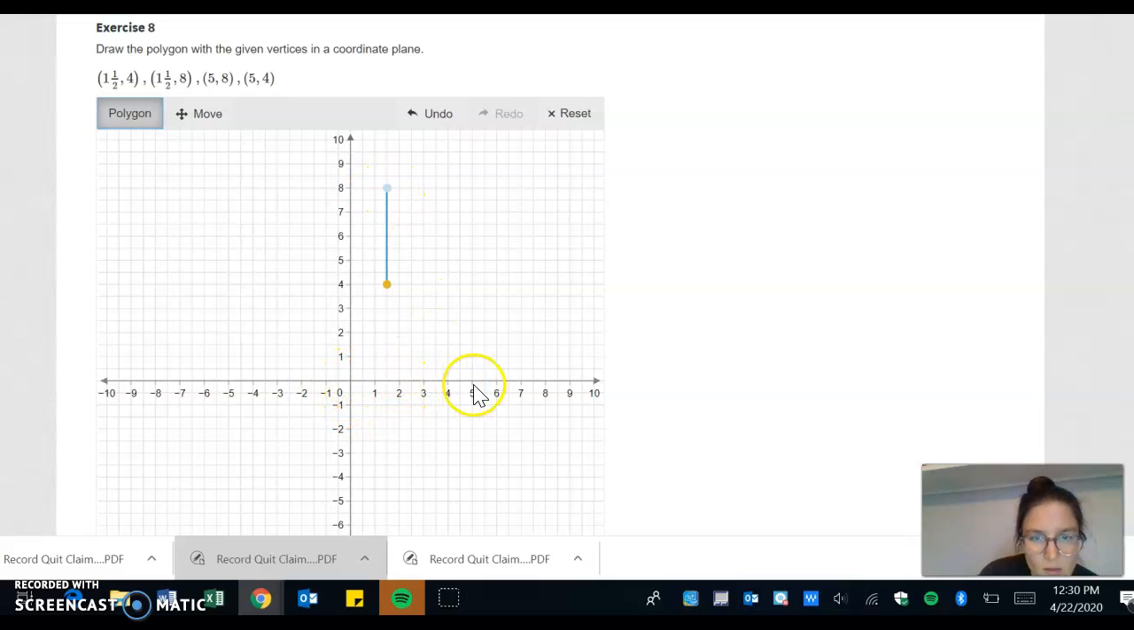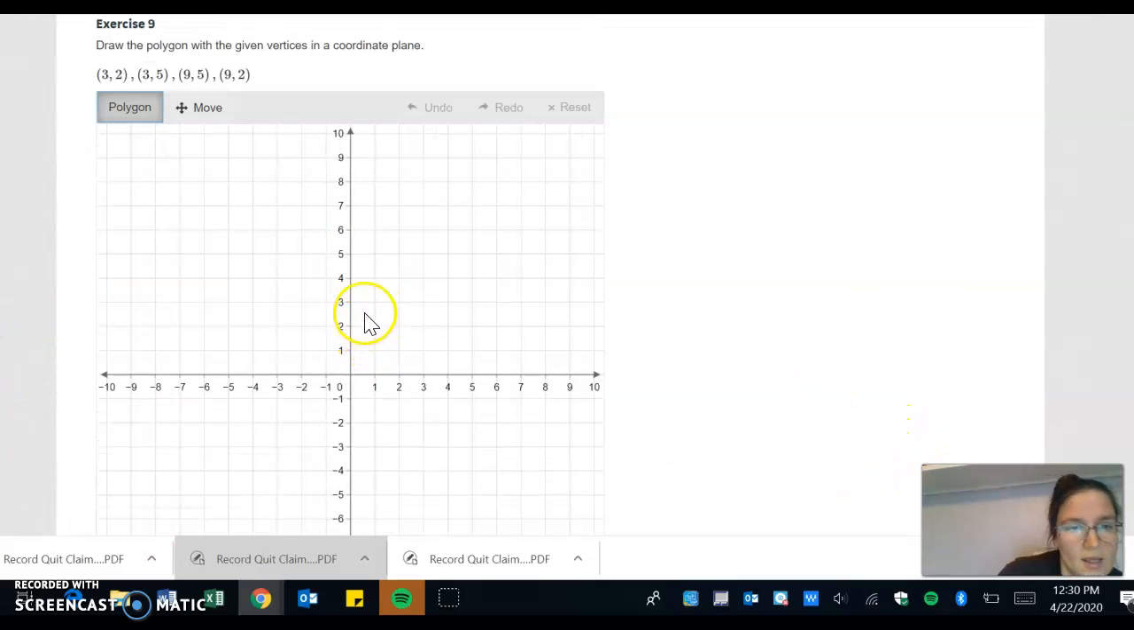5, comma 8, so over 5, up 8. And then over 5, up 4. You haven't connected all of them yet, so you've got to connect it back to the original point. So it forms that blue shaded shape. Is this a rectangle? Seems like a rectangle. So it's 4.5, 5, 1, 2, 3, 4, 4. Yep, so it's a rectangle.